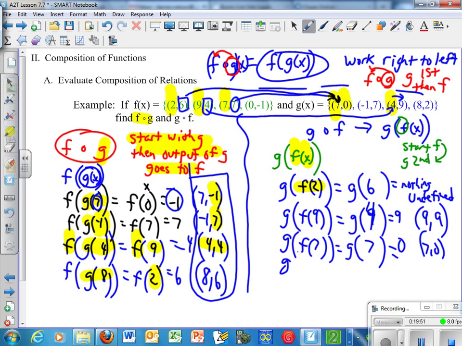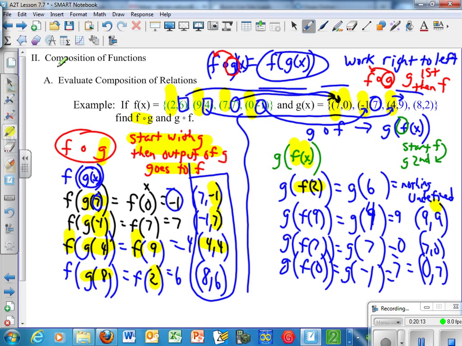And the last one, g of f of, my last x value in f is 0. 0 outputs a -1, so g of -1. And -1, if I come over here, there is a -1. That outputs a 7. So 0 went in, outputted a 7. So these three would be in the g of f composition of functions. And we'll continue with part 2 of the video to finish up.